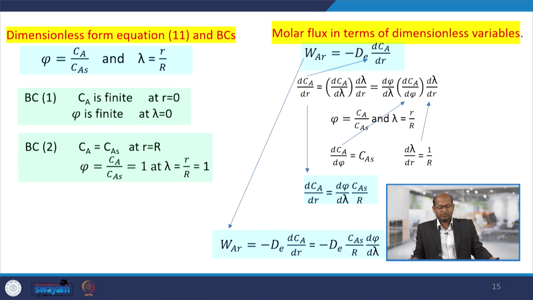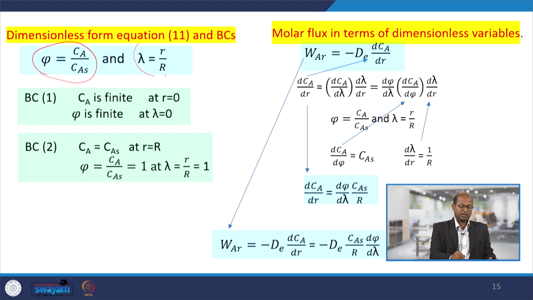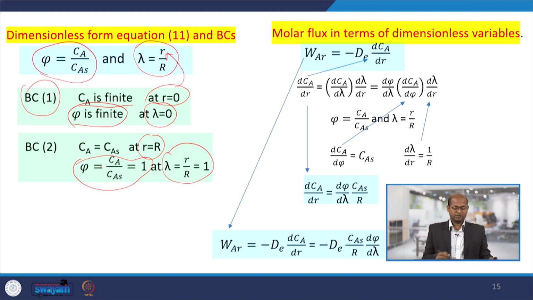So, how to make it dimensionless? Phi equals CA by Cs, the dimensionless concentration, and lambda equals r by R, the dimensionless radius. The boundary conditions: C is finite at r equals 0, so psi, that is phi, is finite at lambda equals 0. When r equals R, lambda equals 1, and phi equals CA by Cs, which equals 1. So these are the boundary conditions expressed in terms of lambda.